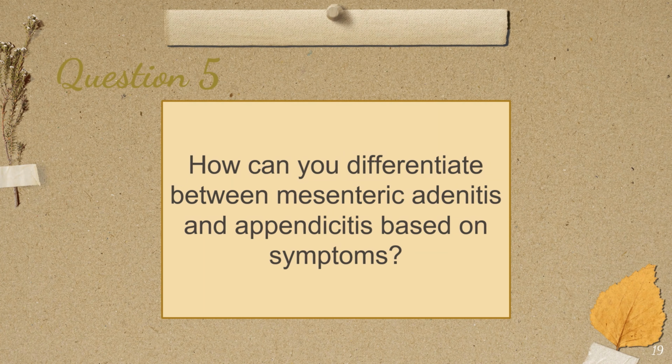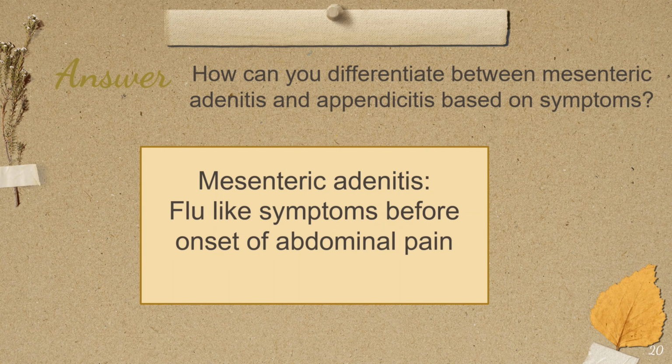Now, last question, how can you differentiate between mesenteric adenitis and appendicitis based on symptoms? Okay, so to differentiate between mesenteric adenitis and appendicitis based on symptoms, patients with mesenteric adenitis will have flu-like symptoms before the onset of abdominal pain. So they might have a cough, cold, sneeze before the abdominal pain starts.